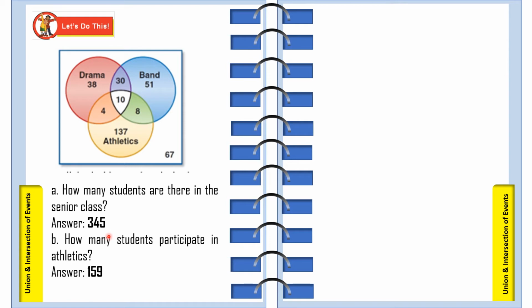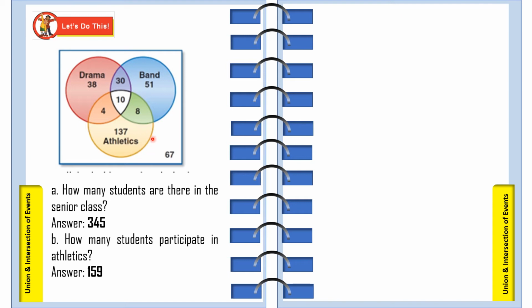Okay, next. How many students participate in athletics? So para sa athletics, paano ba natin ito titignan? Ang gagawin nyo lang dyan, kung ito yung circle na para sa athletics, lahat ng numbers na nakikita nyo dito represents the number of students. So, kung ang pinag-uusapan ay athletics, i-add mo lahat. Bilangin mo lahat yan. 4 plus 10 plus 8 plus 137.